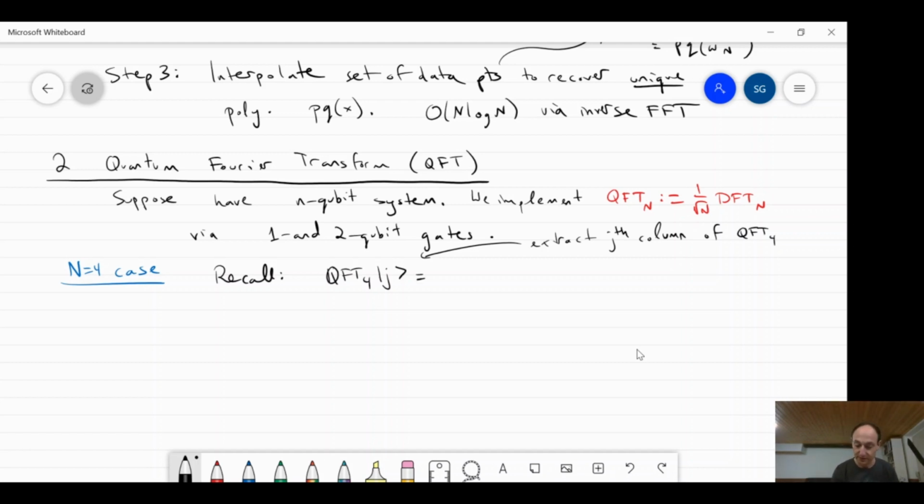The matrix told me that I should do 1 over square root of 4, whatever n was, times the sum of k equals 0 up to n minus 1, which is 3. And then I'm going to sum over all the possible rows. And in each row, what do I do? Well, I plug in this phase, e to the 2 pi i. Okay, so there are two important terms here. One of them is j. So here's j, that's where this j comes from. Here I'm literally just ripping out the jth column of the matrix.